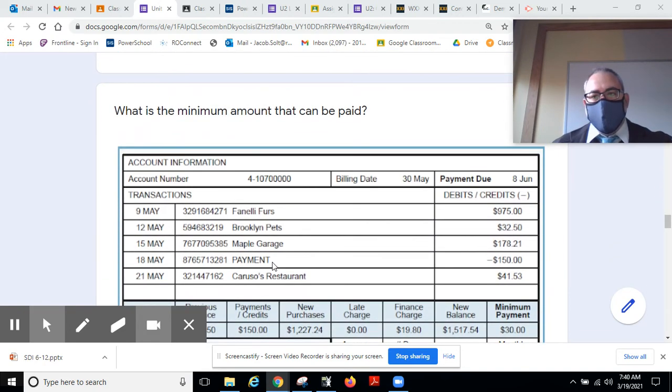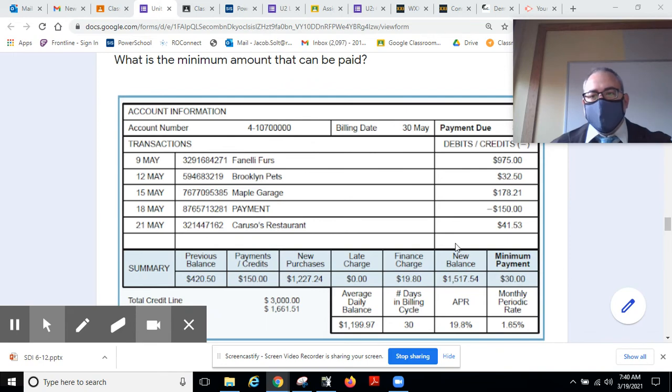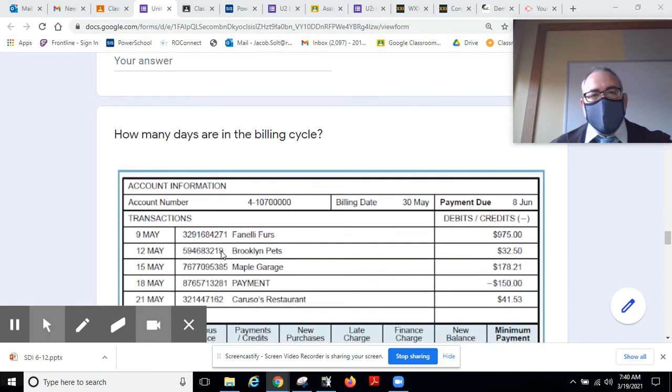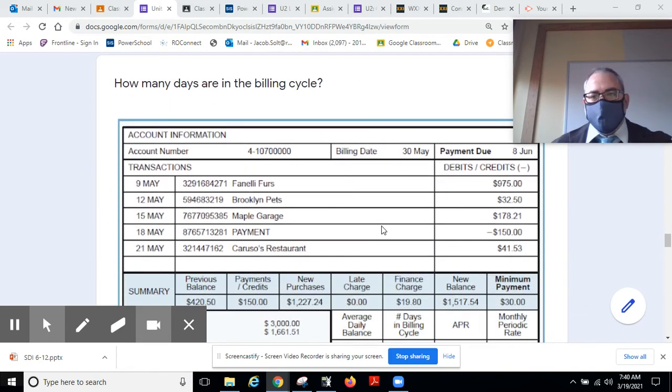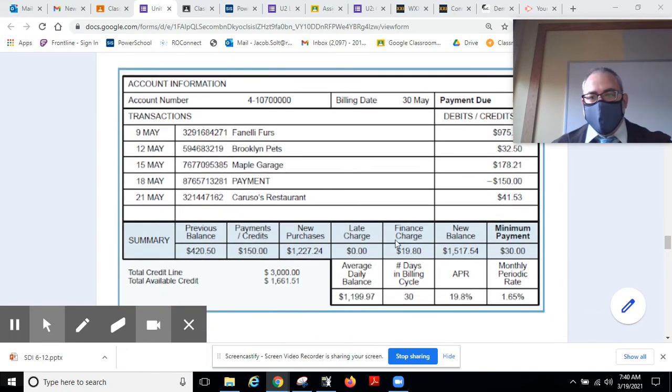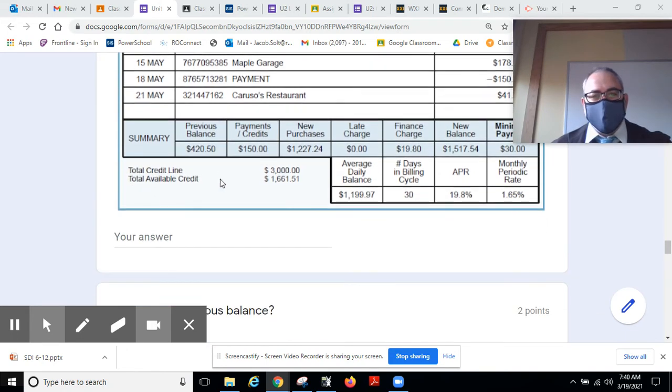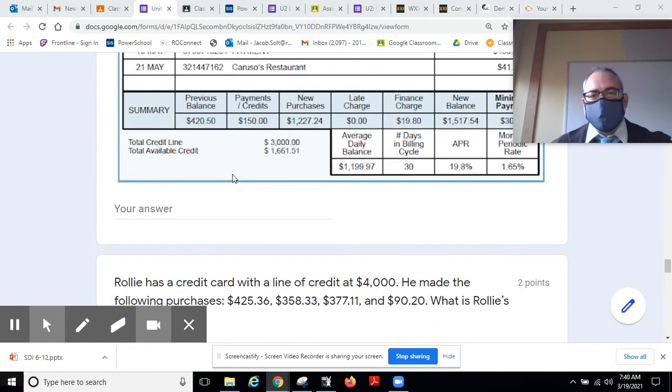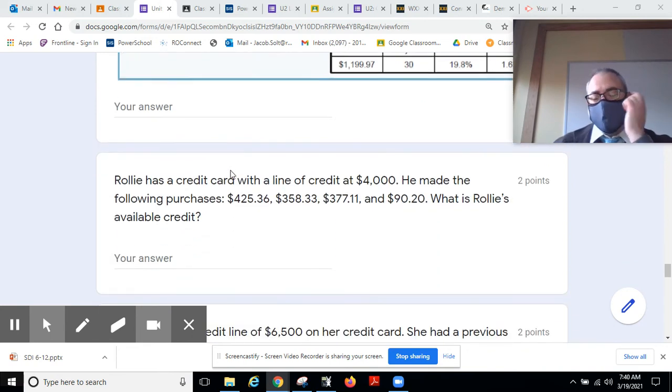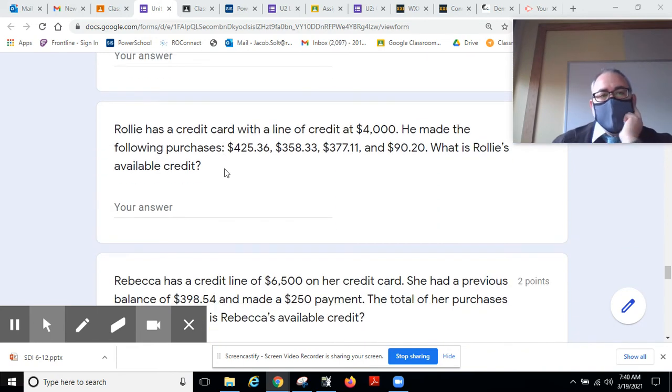What is the minimum amount that can be paid? Maybe you see something in here that says something about minimum payment. How many days are in the billing cycle? Maybe you see something in here about the number of days in the billing cycle. All right. I just want you to look at this statement and know what to do. I'm not going to talk about previous balance. So you can figure it out.